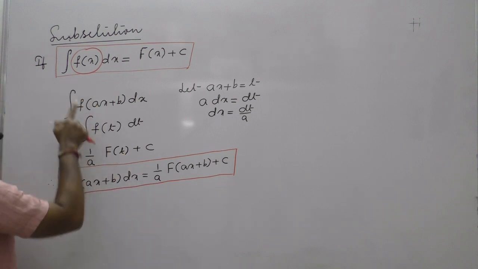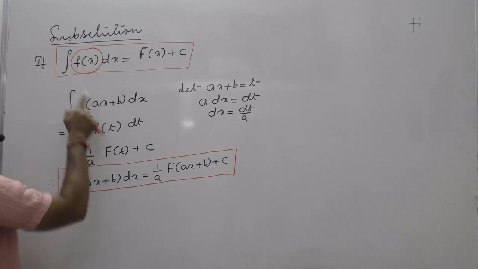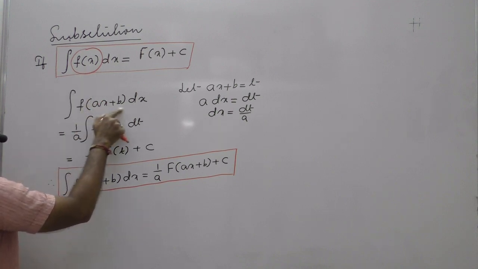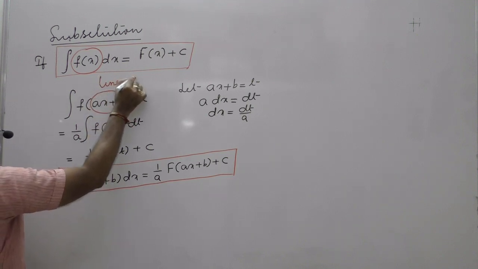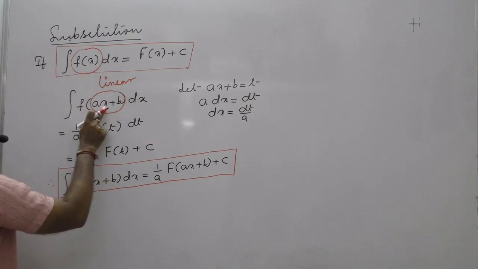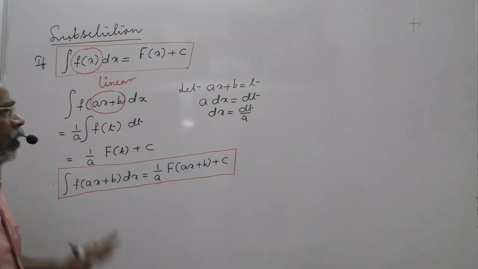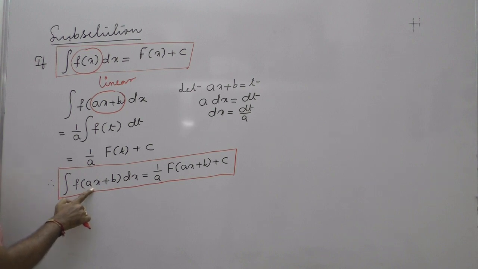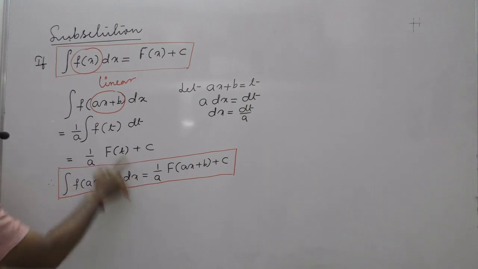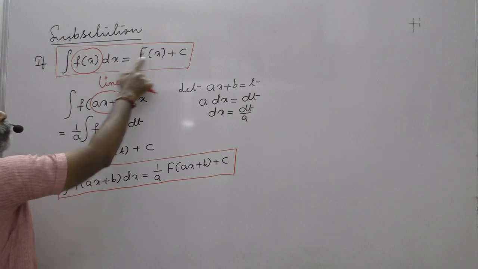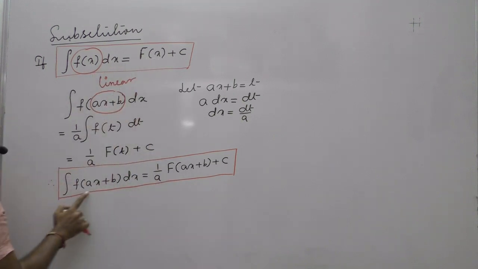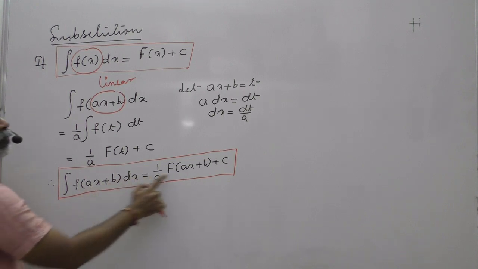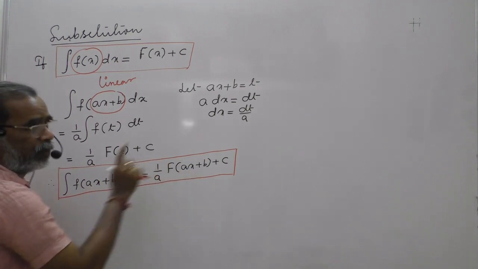Then what about f of, instead of x, here what we have? Ax plus b. What is ax plus b? It is a linear factor. This is important. In place of x, we have a linear factor. Then what happens to its integral? It is the same concept, same formula. Small f of x is capital F of x. Here small f of ax plus b is capital F of ax plus b.